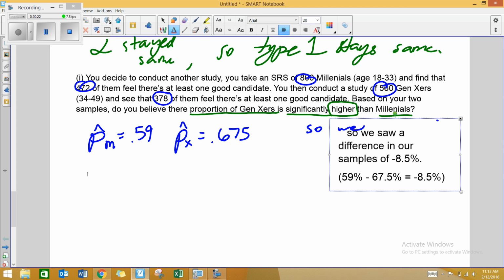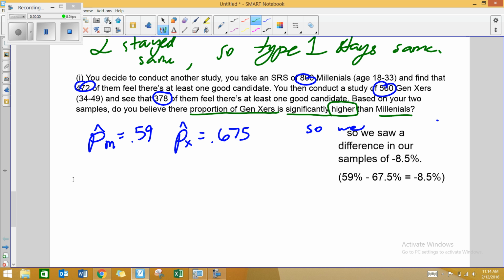Okay, well, so what? We don't know if that's interesting, so we have to test it. So I have to say, I don't think there's a difference. I think these two groups of people, Gen Xers and millennials, are going to believe the same thing, right? Because that would be boring. That would be uninteresting. Well, maybe millennials are actually less likely to believe that than Gen Xers. So here's my null and my alternative.